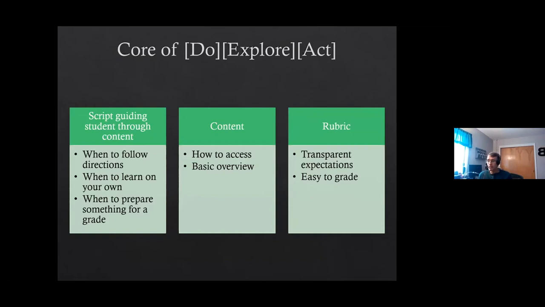method are three different components: a script that guides the students through the components, tells them when to follow directions, when to learn on your own, and when to be ready to be graded on a particular component. The content, obviously, how to access the particular virtual simulation or whatever it is that we're using the Do Explore Act tool on, and then a rubric, having a rubric there so that the students are fully aware of what it is they're being evaluated on, I think is an important component of this.